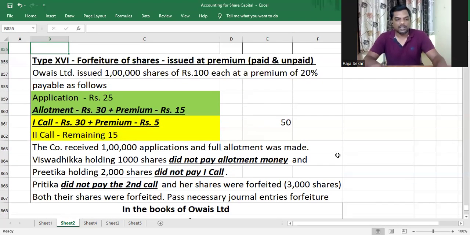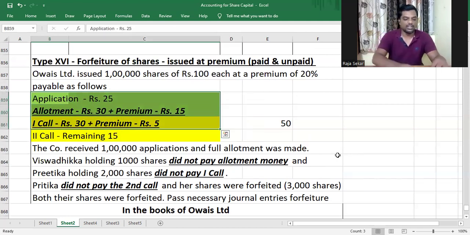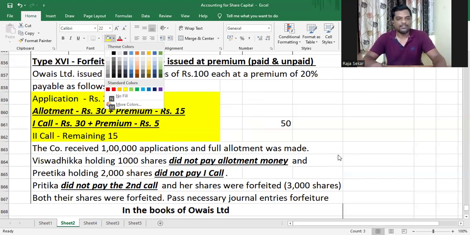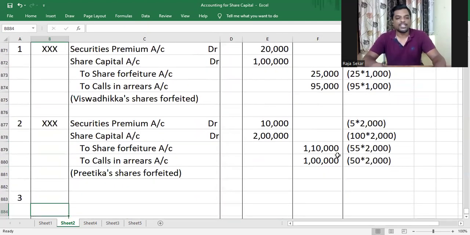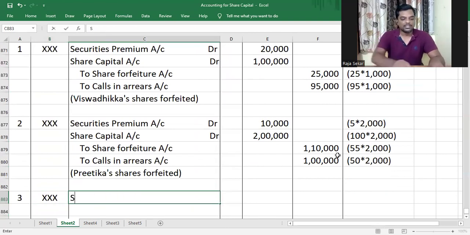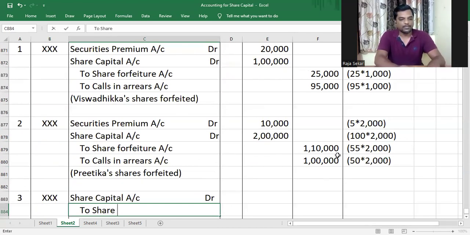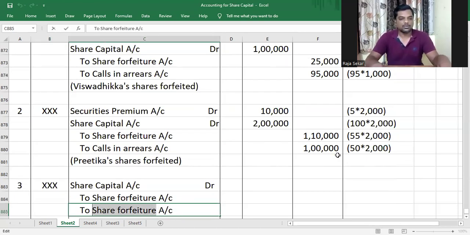The next thing to do would be Pritika's forfeiture. Pritika did not pay the second call, which means what, my dear children? She has paid application, allotment, and first call money. Premium was receivable along with application, allotment, and first call, and she has paid that, which means she has paid the premium completely. If Pritika has paid premium completely, securities premium account will not be debited, my dear children. Understood? Premium has been paid up. Securities premium account will not be debited while forfeiting. Share forfeiture account will be credited and calls in arrears account will be credited.